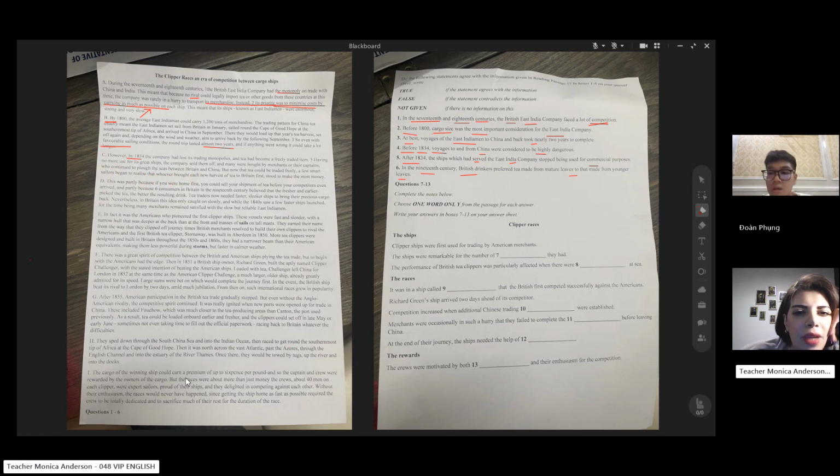It's false. Okay, why false? Which one? Which word? The last line. Yes. A few smart sailors began to realize that whoever brought each new harvest of tea to Britain first stood to make the most money. So what? Why? So, what is the relation with commercial purpose? Because when some smart sailors bring the harvest of tea to Britain, they can make money. So it's also the commercial purpose.